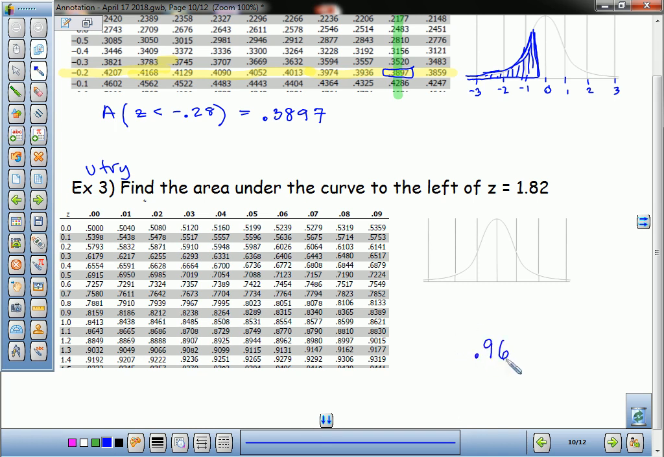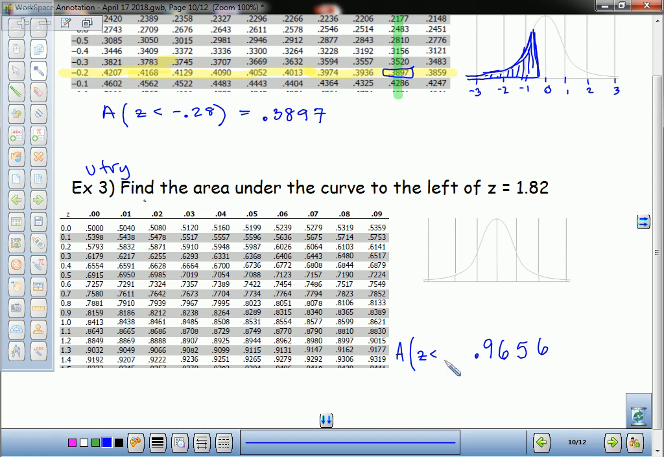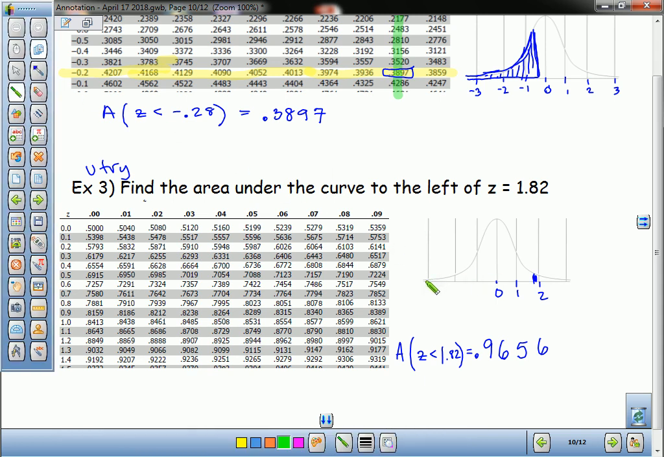0.9656. Okay, so this is the area where the Z-score is less than 1.82. Now, let's see if that makes sense to us. If we did this, 1.82 would be about right here. That does look like it's a lot of the data. Does look like it's a good bit of the data. All right, so that does make sense.